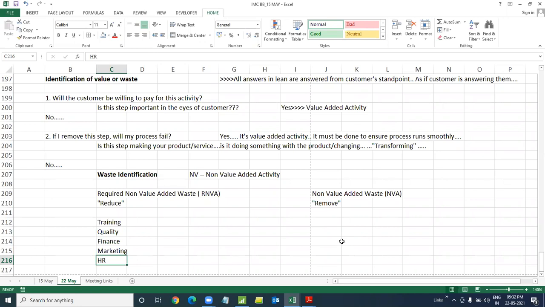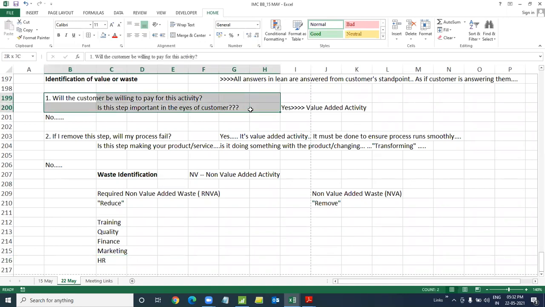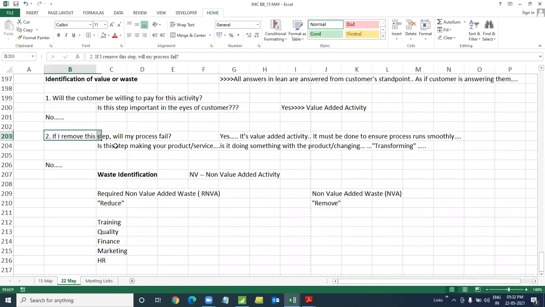Why should they bear the cost of these additional people? Because ultimately you're paying them the salary. How are you paying them the salary? Because their cost is baked into the cost. So ultimately the cost is borne by the customer. Why should the customer pay for this? So definitely the customer will never be willing to pay for these activities, these people. If you remove these people, will your process fail? Absolutely not. Training is not making your product. Quality is not making your product. These people are not making your product or service. They are supplementary, outside the basic process. Are they waste? Definitely they are waste.